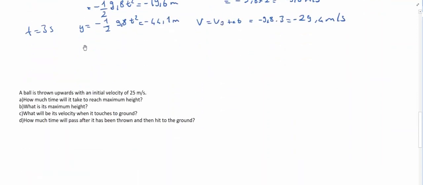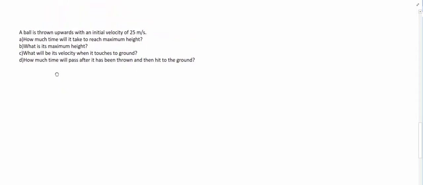Now let's go to the next question. No, second question, I guess. Yes. So this one right here. A ball is thrown upwards with an initial velocity of 25 meters per second. So our ball is like this, an initial velocity of 25 meters per second. How much time will it take to reach maximum height? What is its maximum height? What will be its velocity when it touches the ground? How much time will pass after it has been thrown and then hit the ground?